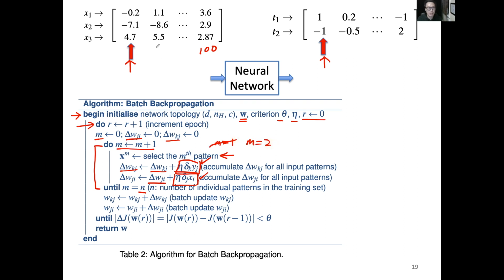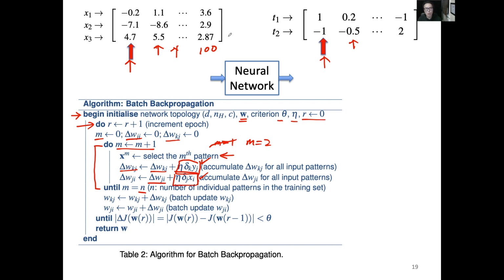m becomes 2. It means that we are going to choose the second sample with the second target value. We can compute a new value of delta k and delta j according to this new sample. Remember that for the first value of m, this delta w is contributed by the first sample. Now we are going to add the contribution given by the second sample, and then we repeat this process. We move on to the third, and we add the delta k and delta j, the contribution made by the third sample, and put it into this buffer delta w.